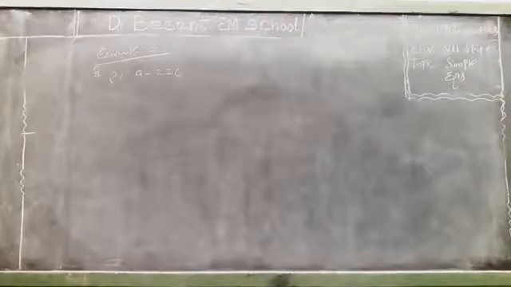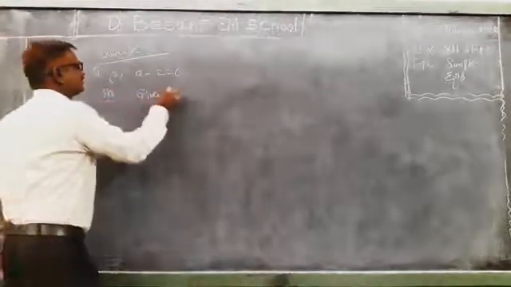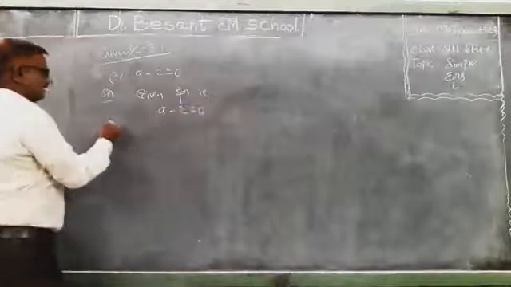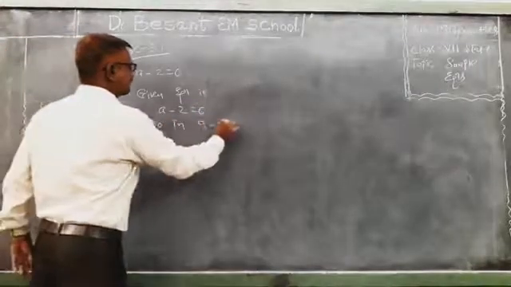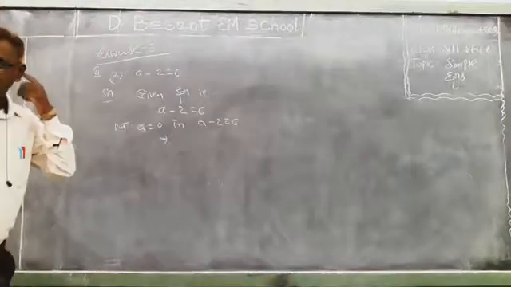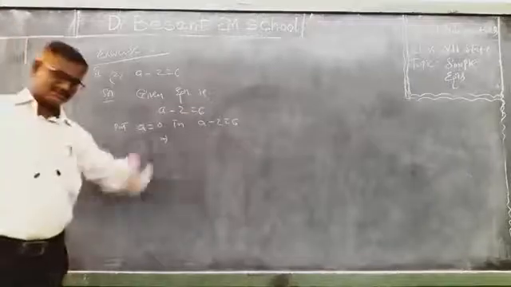Children, verify a minus 2 is equal to 6. Solution: given equation is a minus 2 is equal to 6. Now put a equal to 0 in a minus 2 is equal to 6. That is a, not y, a. What is LHS here? a minus 2. What is RHS here? 6.